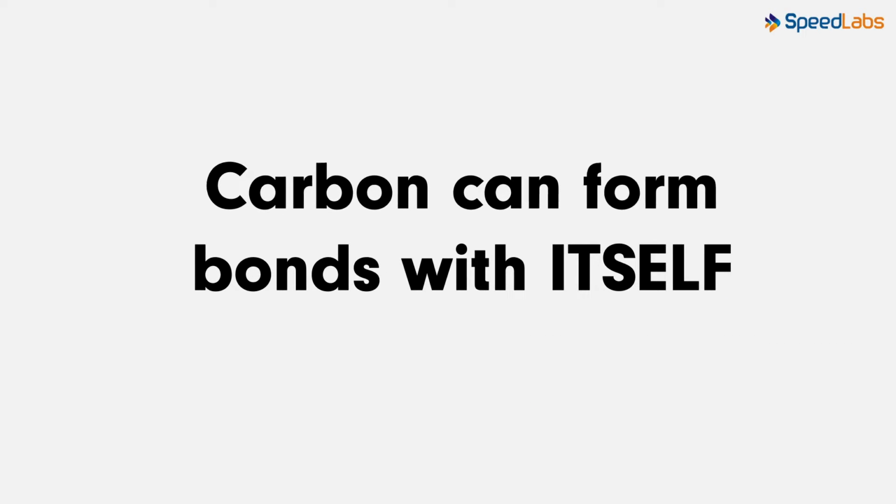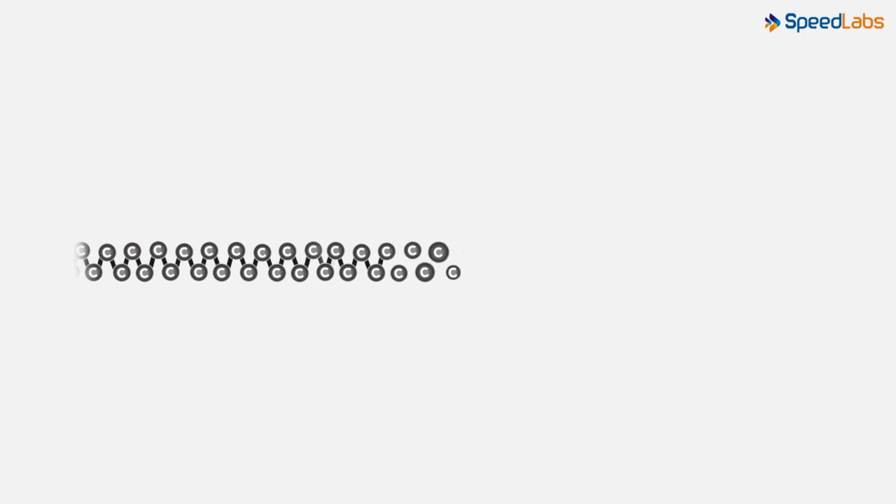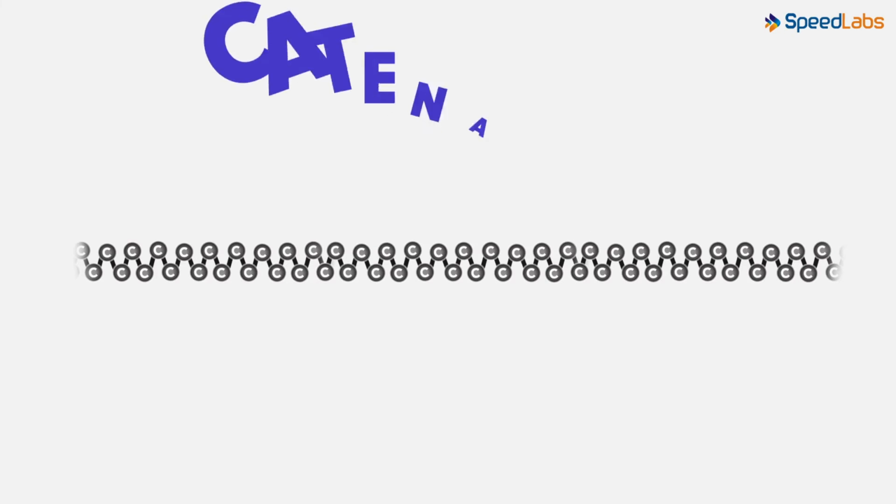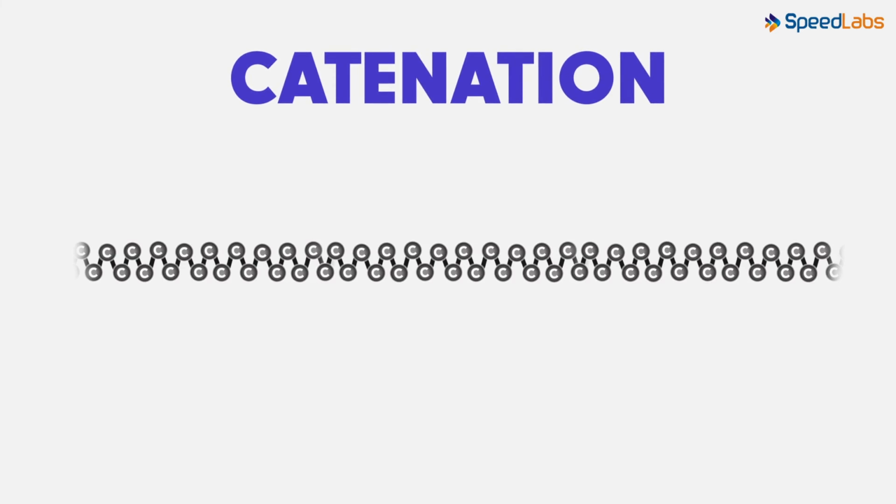One extremely important property of carbon is to form bonds with itself. Yes, a single carbon atom can form multiple bonds with other carbon atoms to give rise to massive carbon chains. This property is called catenation. Let's understand the property of catenation in the upcoming video.